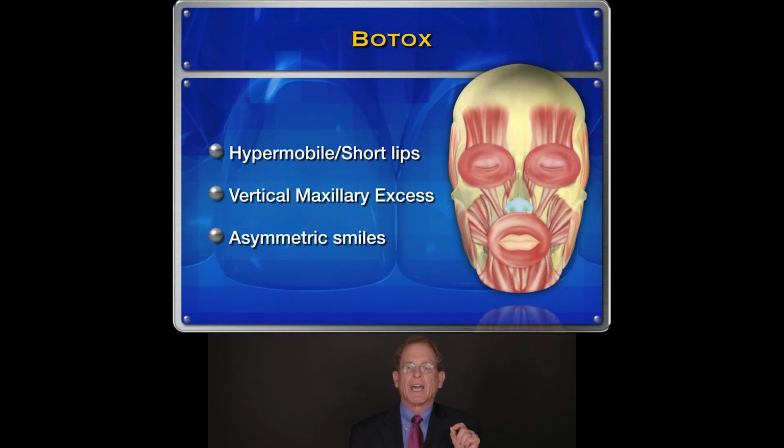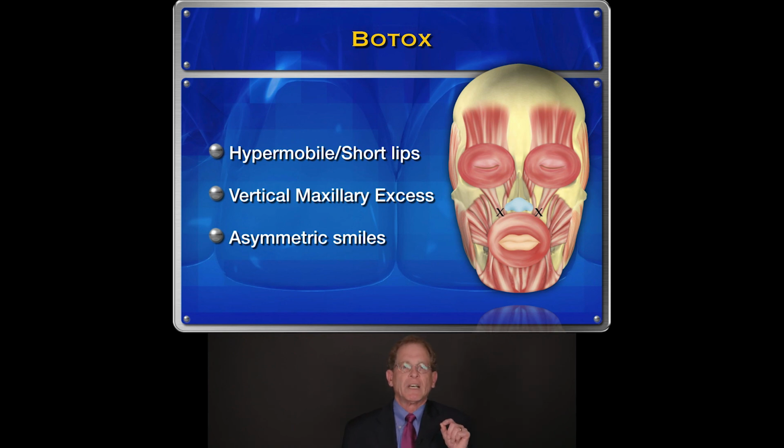BOTOX is a wonderful treatment for this patient that has vertical maxillary excess. And the patient with vertical maxillary excess doesn't always want to have the orthognathic surgery, but they commonly don't like the gingival display. So for short, hyperactive upper lips, for VME, BOTOX is a great solution. So what we're going to do is inject a little BOTOX at the 2 positions that you can see on this demonstration at the ala on either side.